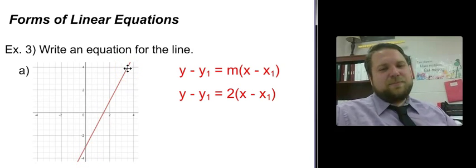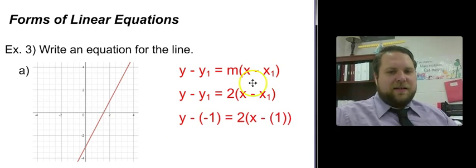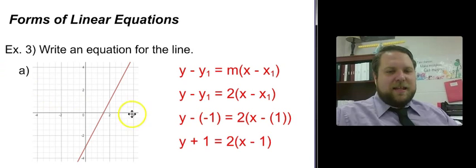Now, this means that we could get very different answers for this. I'm going to use the point 1, negative 1. My x-coordinate is a 1, so I'm going to put that in right there. And my y-coordinate is a negative 1, so I'm going to put that there. And notice the parentheses, so that it's y minus negative 1 equals 2 times x minus 1. And now I clean that up a little bit, and I have y plus 1 equals 2x minus 1. And that would be my equation in point-slope form.